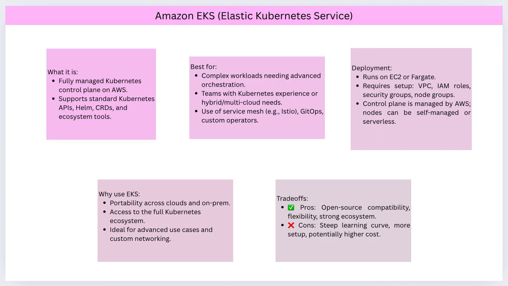Next up, Amazon EKS, the Kubernetes way to run containers on AWS. EKS gives you a fully managed Kubernetes control plane supporting standard Kubernetes APIs, Helm charts, CRDs, and more. Use cases: complex workloads, teams already familiar with Kubernetes, hybrid or multi-cloud deployments.